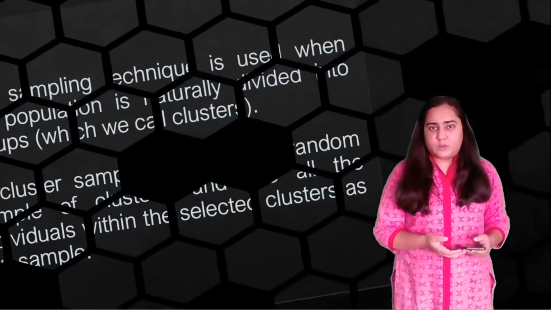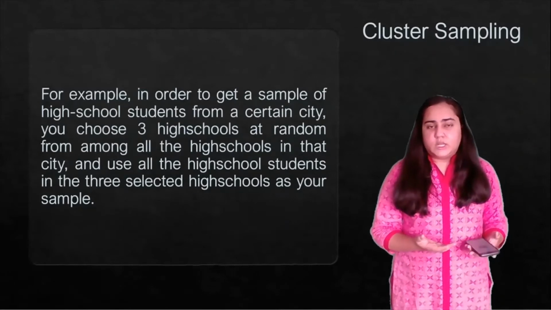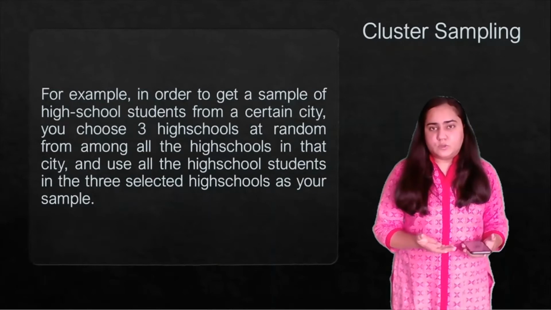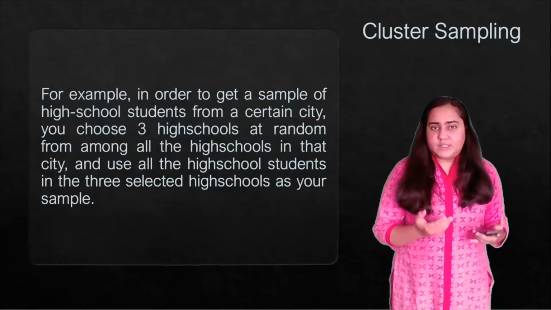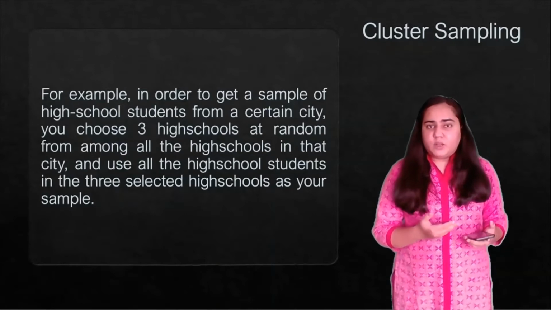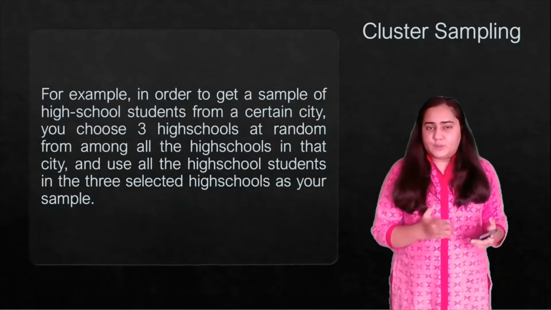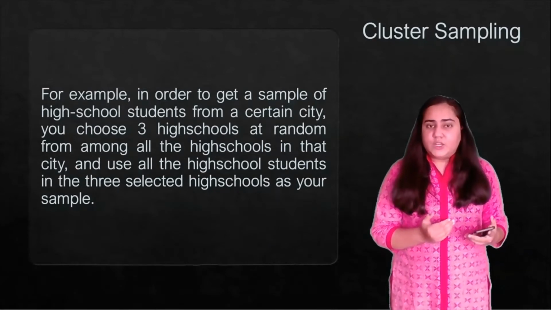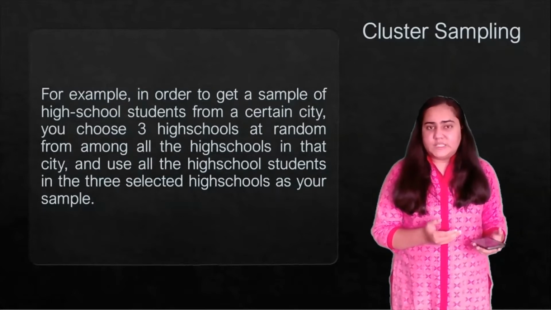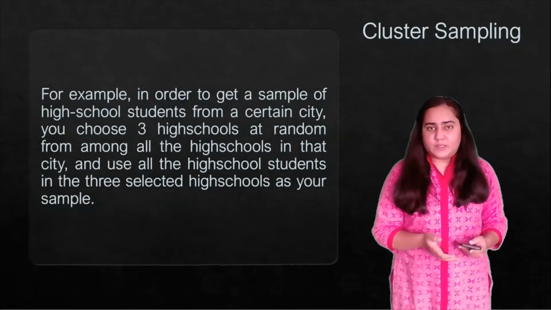Let me tell you that with an example. In a cluster sampling, suppose you wanted a sample of high school students from a certain city, then you would first of all go to that city and select 3 high schools at random from among all the high schools, and then use the students of those 3 selected high schools as your sample. So that is how simple cluster sampling is.